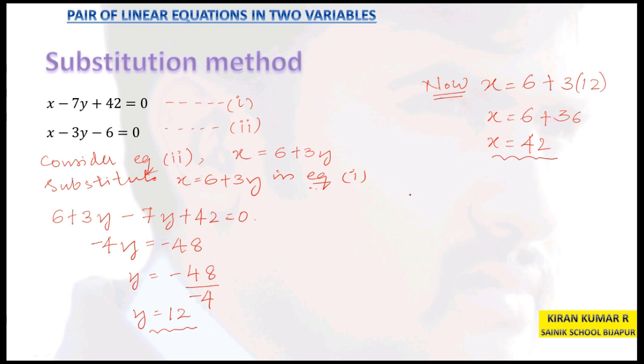Therefore, the solution is x, y equal to 42, 12. There is no requirement that only the second equation should be taken and substituted. The value of x should be substituted in the place of equation 1. There is no rule. You can consider the value of x from the first equation, then replace in the second equation. Still, we get the same answer.